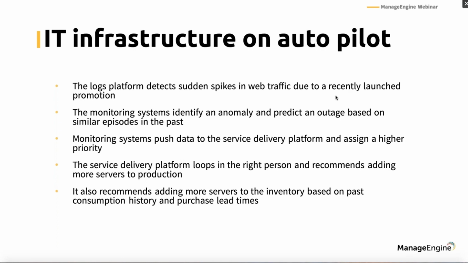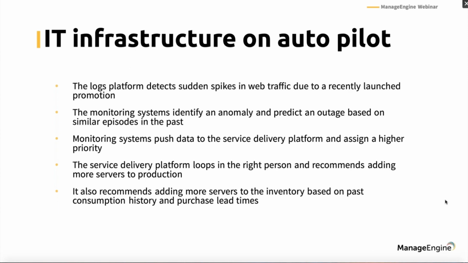The monitoring systems identify an anomaly and predict an outage based on similar episodes in the past, right? Your monitoring system is very proactive. It says the last time your traffic bandwidth crossed this threshold, it led to an outage. So now make sure you don't make it happen this time. The monitoring systems also push data to the service delivery platform and assign a higher priority, right? Because the last time you solved this was by adding more servers to your production. So monitoring systems understand this and push this to a service delivery platform so that the right people come in, right? So based on the past incident, your service delivery person calls the asset department and says you need to add more servers to production.